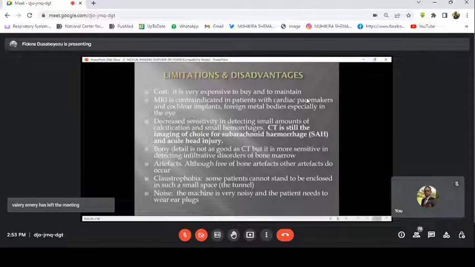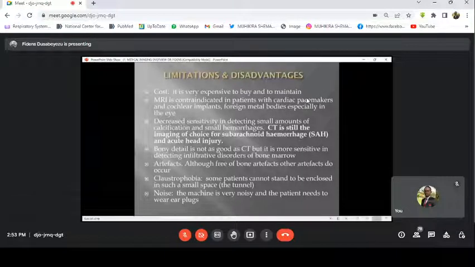Like motion. Remember, the most frequent one is motion. Remember, in the machine, it is not easy. 30 minutes, 40 minutes in the machine, lying in the bed within a very small tunnel, and you don't move for 30 minutes. It's not easy. So it's the most frequent one.